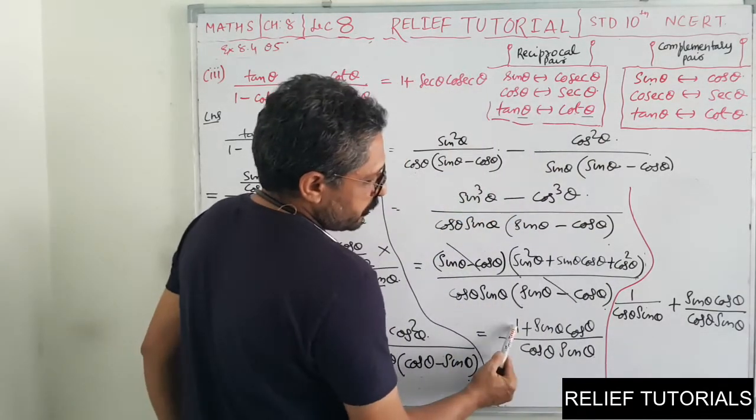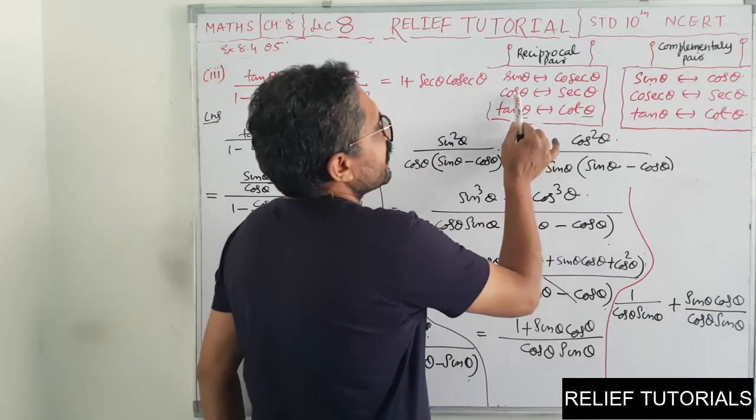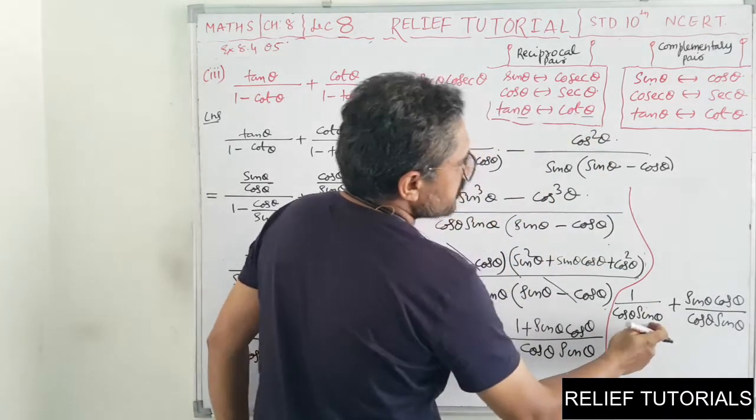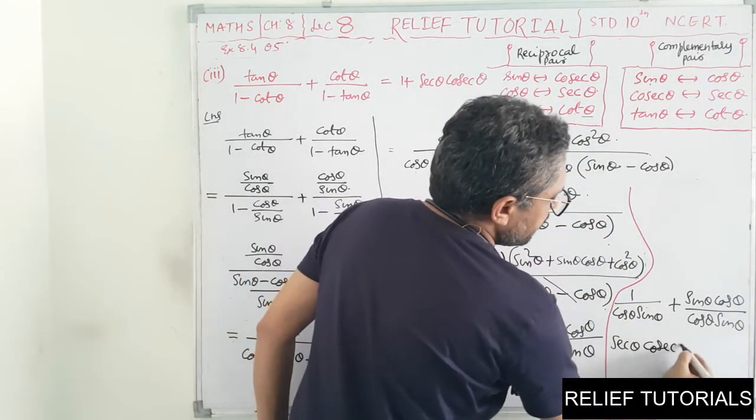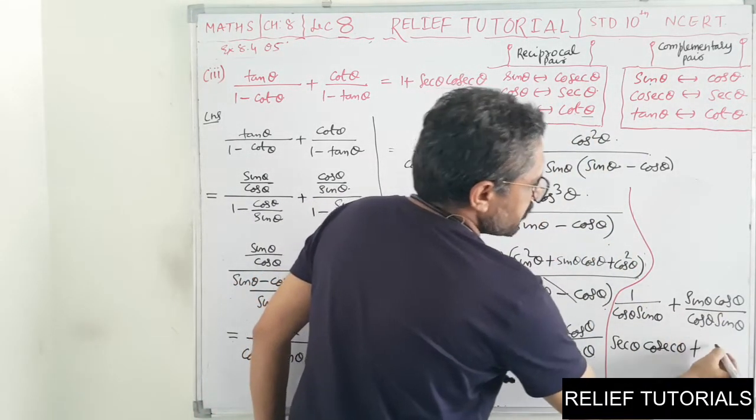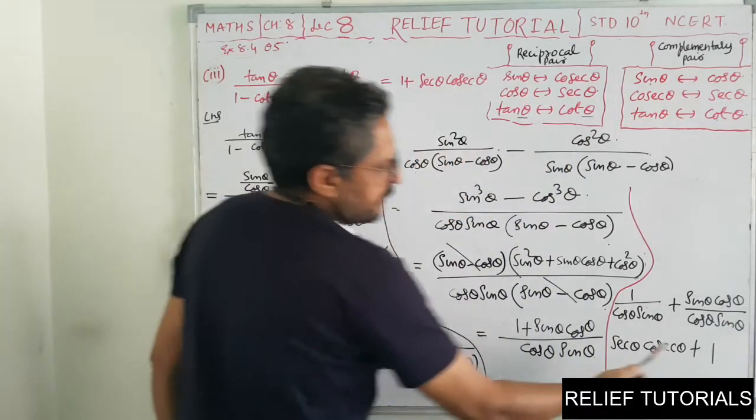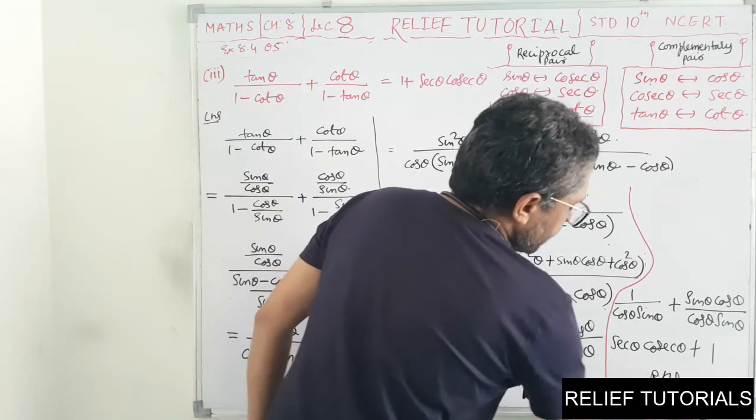So this will divide both 1 as well as sin theta cos theta. So 1 upon cos, you know 1 upon cos is sec. So I can write sec theta. 1 upon sin is cosec, so I can write cosec theta plus both are same, so I will get 1. Look at your RHS: 1 plus sec theta cosec theta. So this is our RHS.